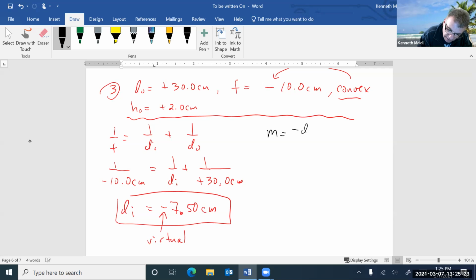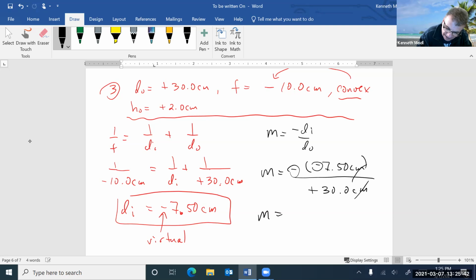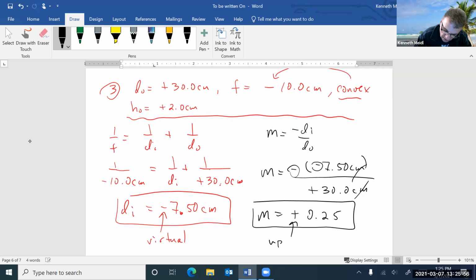And my magnification is minus DI all over DO. It has a built-in minus sign, and DI is minus 7.5 centimeters. And in this case, DO was plus 30 centimeters. So the centimeters will cancel, and that leaves me with the magnification with those two minus signs canceling out. It's positive. So 7.5 divided by 30, that's just 1/4. Okay, so it's upright. That's a plus sign. And this is less than 1, and so it's minified.